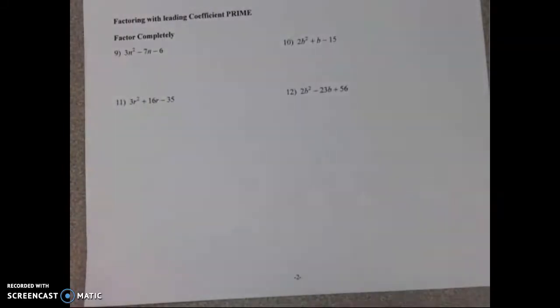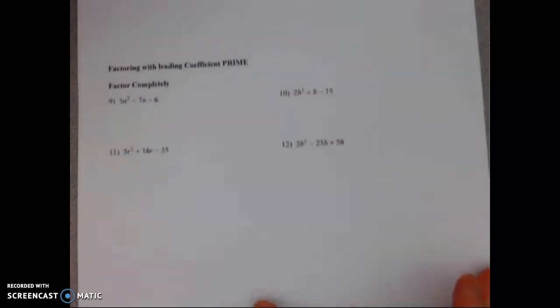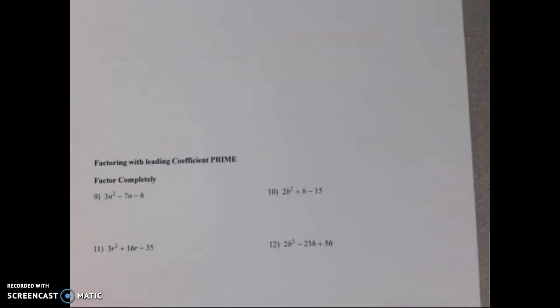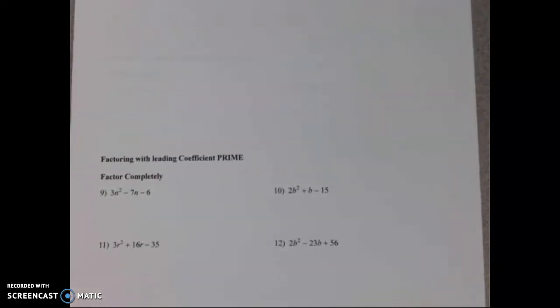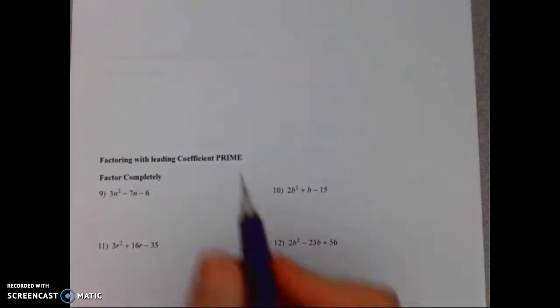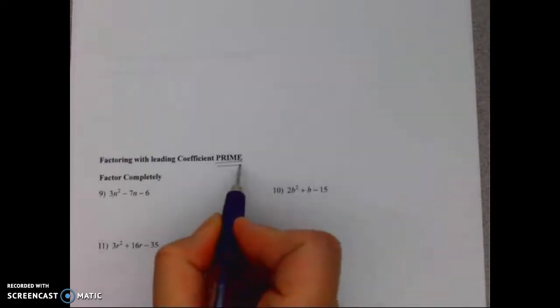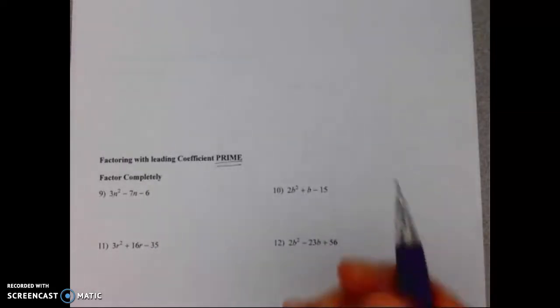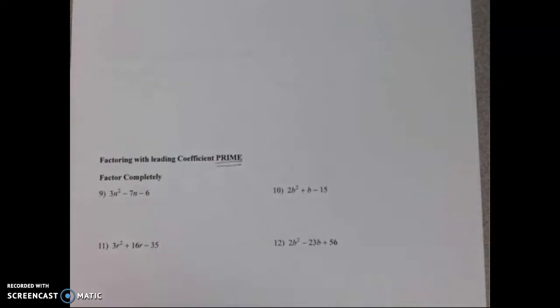Okay. We're going to add another step. I'm going to put the notes up here so you can see them better. Factoring with leading coefficient prime. So instead of having a 1 here, now I have a 3 here, prime. What you need to do is, you guys get your setup here.